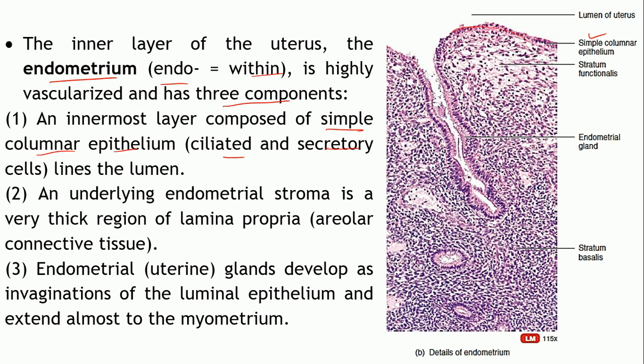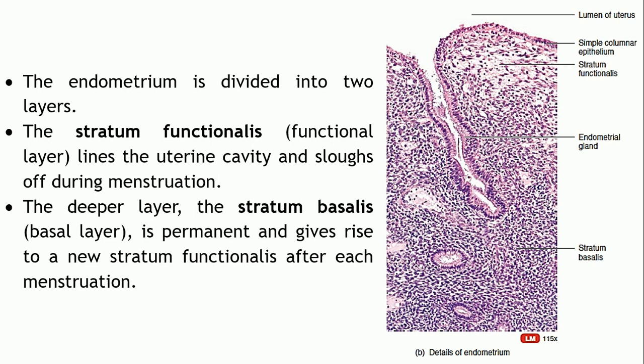Then there is the underlying endometrial stroma, a very thick region of the lamina propria, the underlying layer of the lamina propria. It will obviously comprise areolar connective tissue, and apart from this there are endometrial glands or uterine glands. As you can see, these are the endometrial glands. These are the 3 components of the endometrium, but this layer, which is the innermost layer of the uterus, is itself divided into 2 layers, stratum functionalis and stratum basalis.